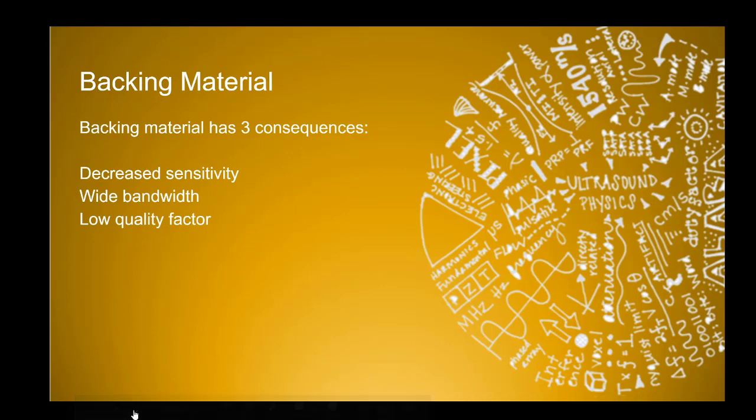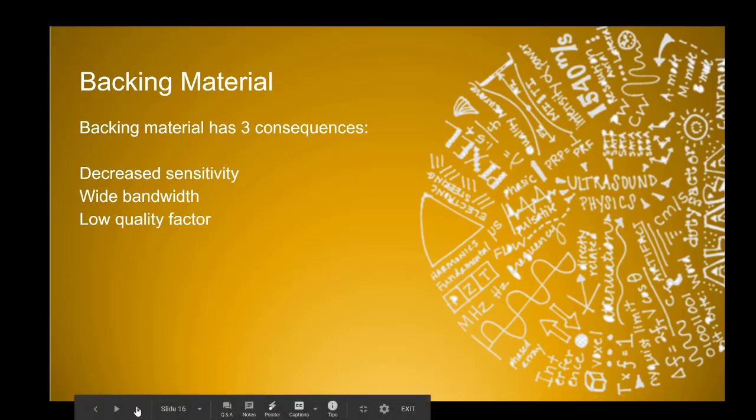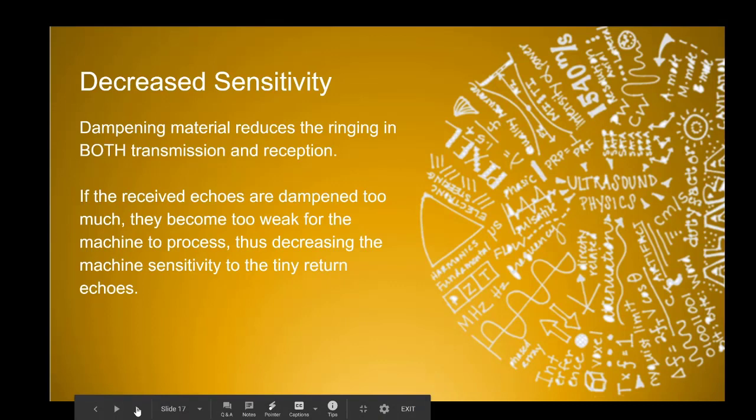When we use backing material in our transducers, there are three consequences that you need to know. The first one is that it has decreased sensitivity. The second is that it creates a wide bandwidth. And the third is that it has a low quality factor. So let's take a look at each of these a little bit more in detail.